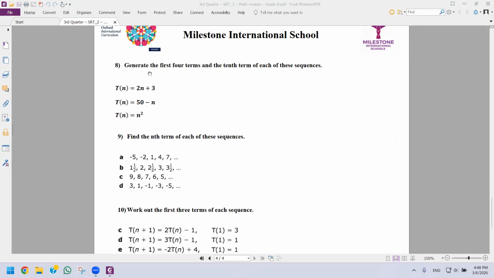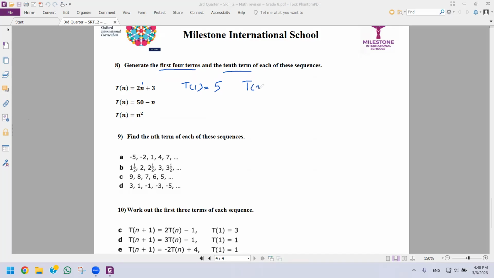Question 8. Generate the first 4 terms and the 10th term of each of these sequences. Read the question carefully. First 4 terms, the 10th term. So we have the first sequence, Tn is equal to 2n plus 3. When I say first term means T1. What does that mean? Means instead of n, substitute by 1. So 2 times 1, 2 plus 3, 5. This is the first term.